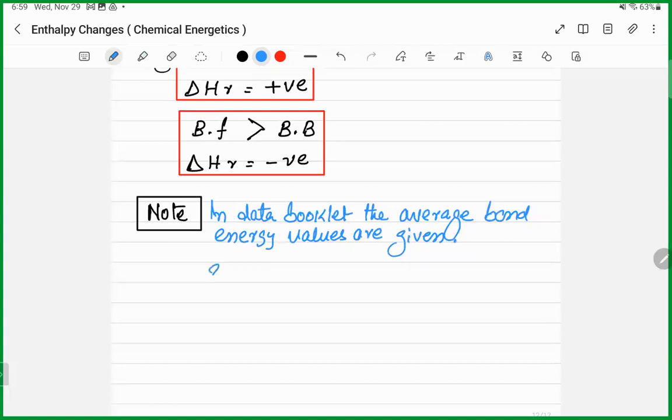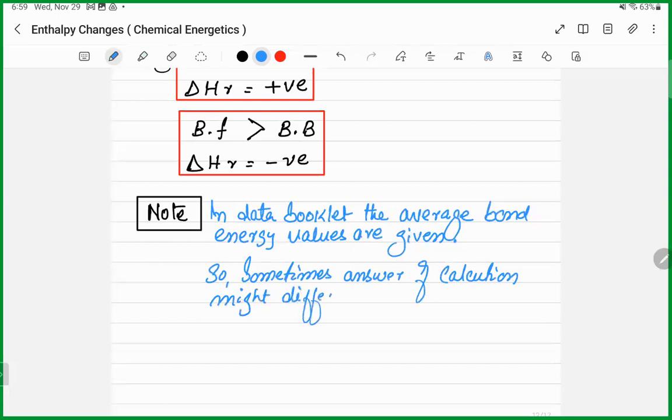ठीक है, so sometimes answer of calculations might differ from actual value.